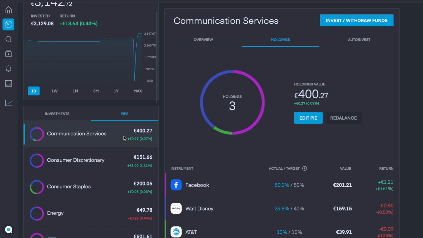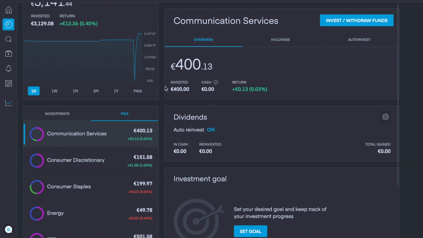So let's start off with the communication services sector pie. We have 3 holdings. We have Facebook, Walt Disney, and AT&T. In terms of weightings, we have 50% of this allocated funds to Facebook, 40% to Walt Disney, and 10% to AT&T. So you can see here we have €400 invested in this pie as of now.